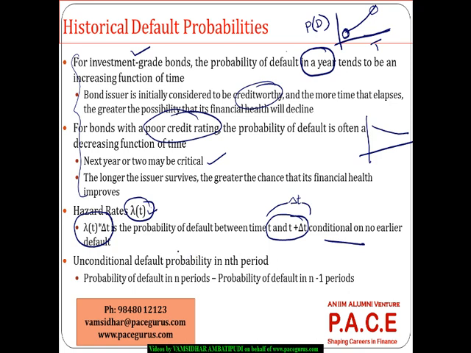And whenever we use the term unconditional default probability in the nth period, I am always looking at the probability of default by the end of the nth period minus the probability of default by the end of the n minus 1 period. The difference between the two gives me the probability of default in the nth period.